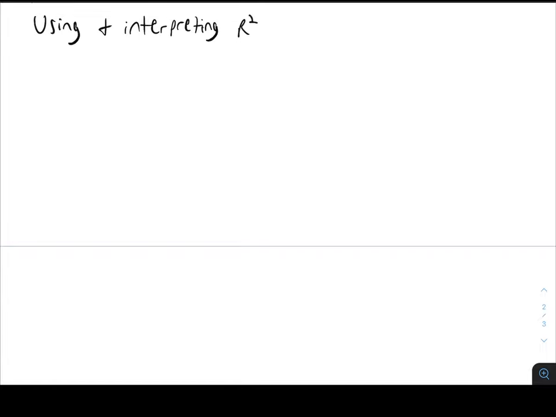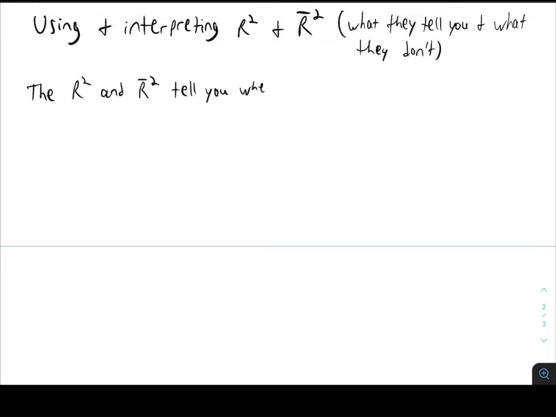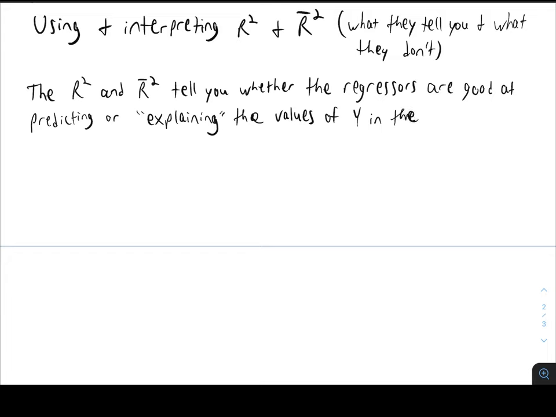Let's talk about using and interpreting both R squared and adjusted R squared. So what do they tell you? What don't they tell you? You don't want to rely too heavily on these measures. When they go up, that's showing you that your current model is doing a better job of fitting the data in your sample. But remember, like I said before, you could just add some random numbers and it happens to increase your R squared, potentially even increasing your adjusted R squared. But that would not give you better predictions on out-of-sample observations. The R squared and adjusted R squared tell you whether the regressors are good at predicting or explaining the values of y in your current sample of data.